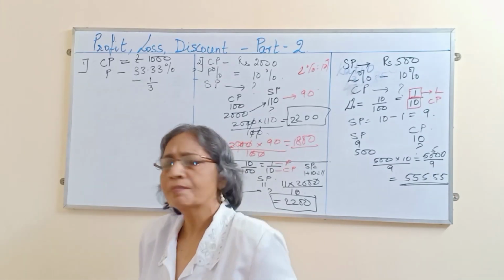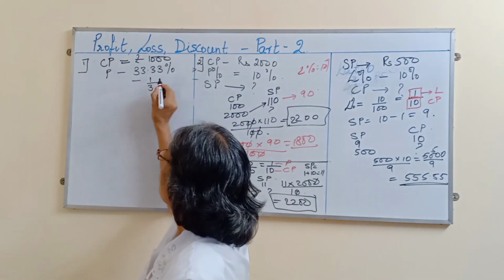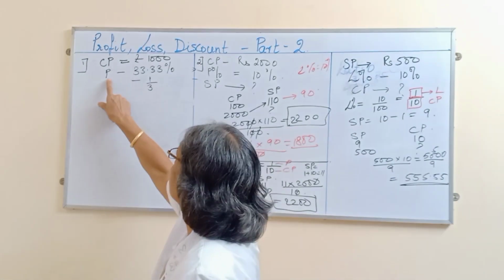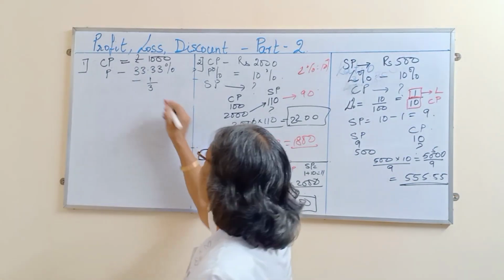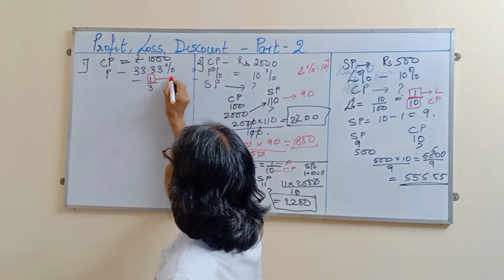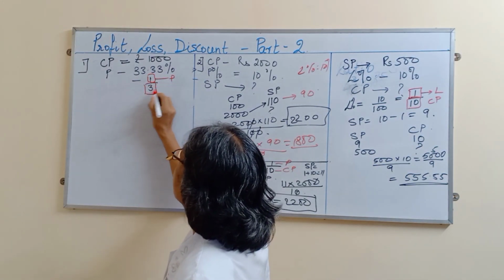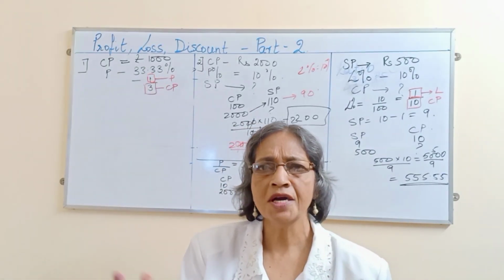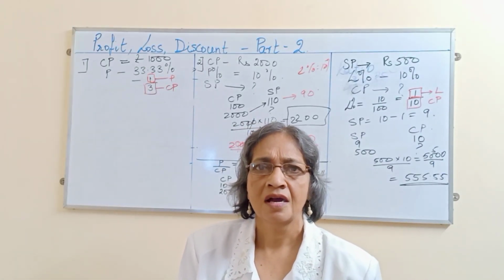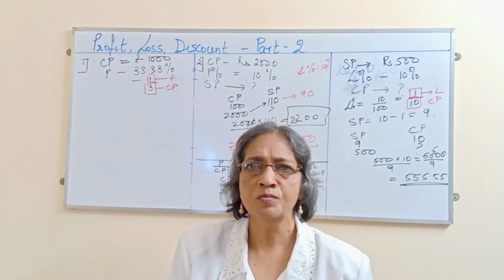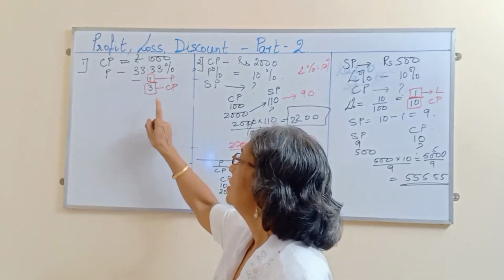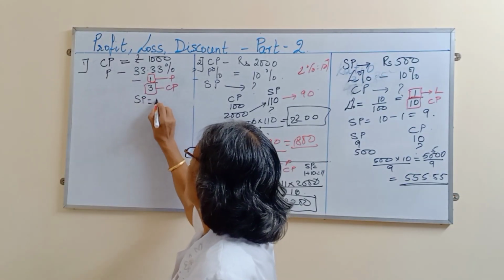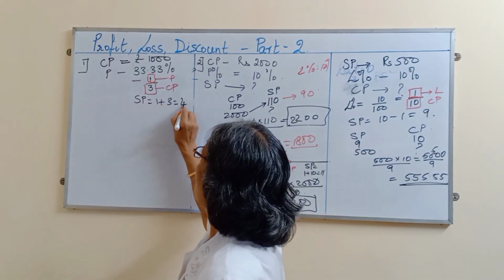Now you all know, just as we did earlier, this 33.33% is nothing but 1/3. Alright? We'll do it by the easier method. Now the profit is 1/3. That means this is my profit and this is the CP. Clear? No need to do any more calculations. Numerator, denominator. Numerator becomes the profit. This becomes the CP. So how much is the SP? 1 plus 3, which is 4.